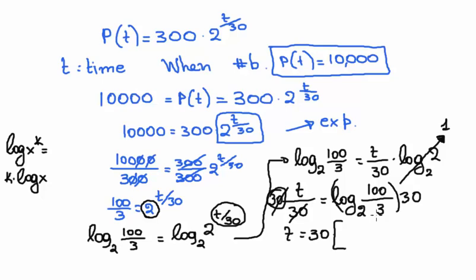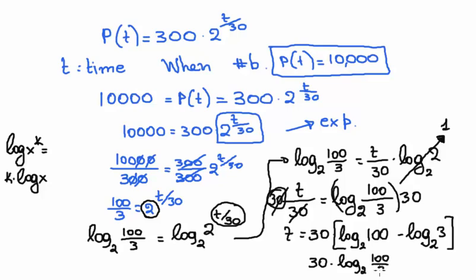Now I will use the quotient rule for logarithms in order to split that to log with base 2 of 100 minus log with base 2 of 3. Or I can leave my answer as it was if I am not allowed to use calculators. So t is equal to 30 times log of 100 divided by 3.